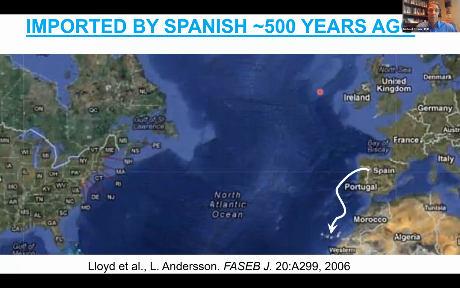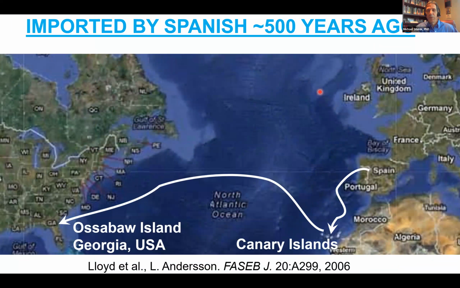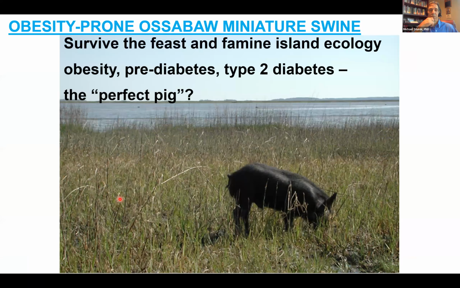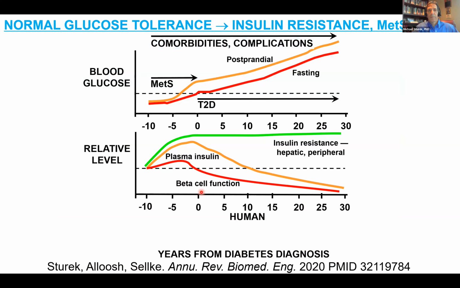Because on that island were the Ossabaw pigs, and they took a nice boat ride from Spain, from the Spaniards, about 500 years ago, and thus had to really survive the feast and famine ecology of Ossabaw Island, and so they had to be obesity prone, and that would then give them a tendency to develop prediabetes and type 2 diabetes. So this may be the perfect pig, and this is a harsh environment for them because they're monogastric animals. They can't just eat this nice grass out here to survive. So they had to eat a lot to survive the feast and famine ecology, and thus had undergone basically, I think, gene editing for 500 years.